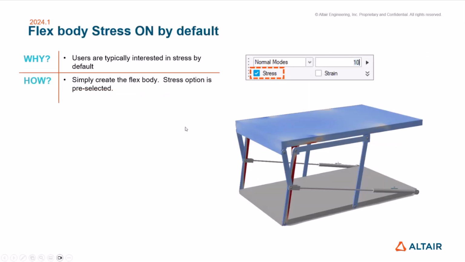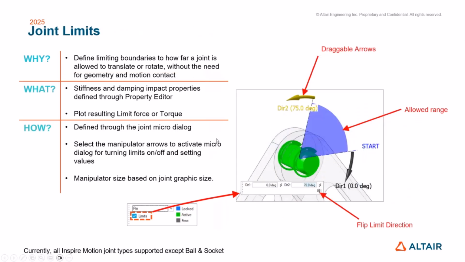Flex body stress is on by default. Previously, this was a selectable option, but 9 times out of 10, that's what users are doing when they go in here. So it's checked by default, so it's not missed. Just another simple feature to make sure that you get the results you're looking for.